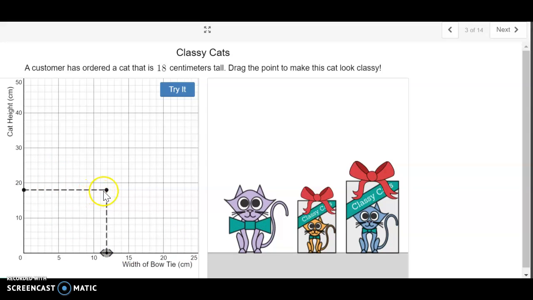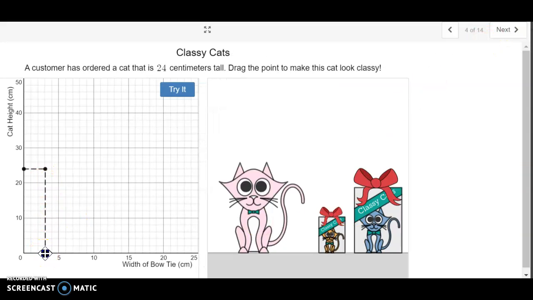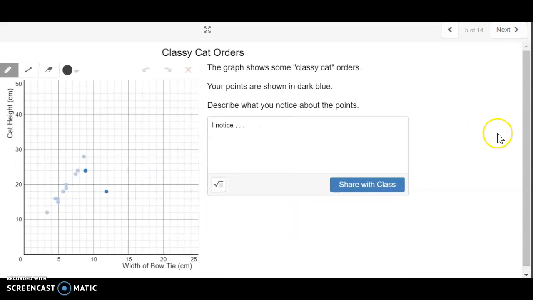And what you should be paying attention to is your dot on the coordinate plane. Go to the next screen, try it again, make this cat classy, move his bow tie around, push try it, see if you can make it classy.